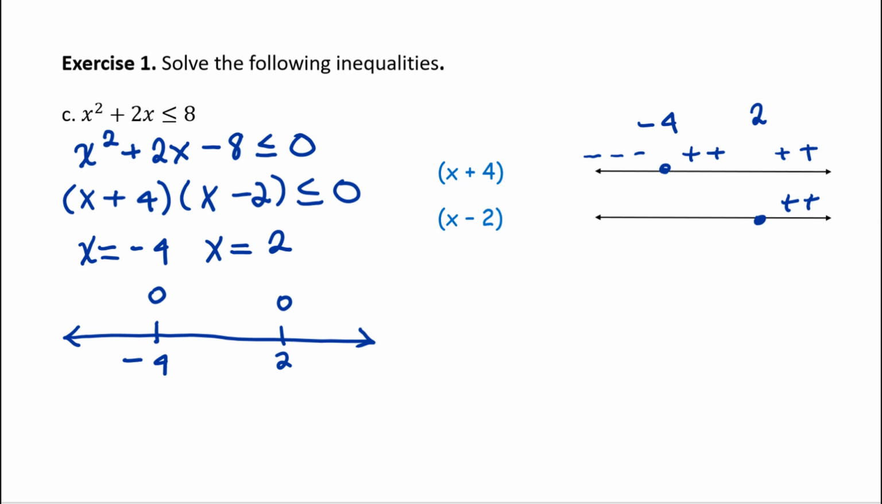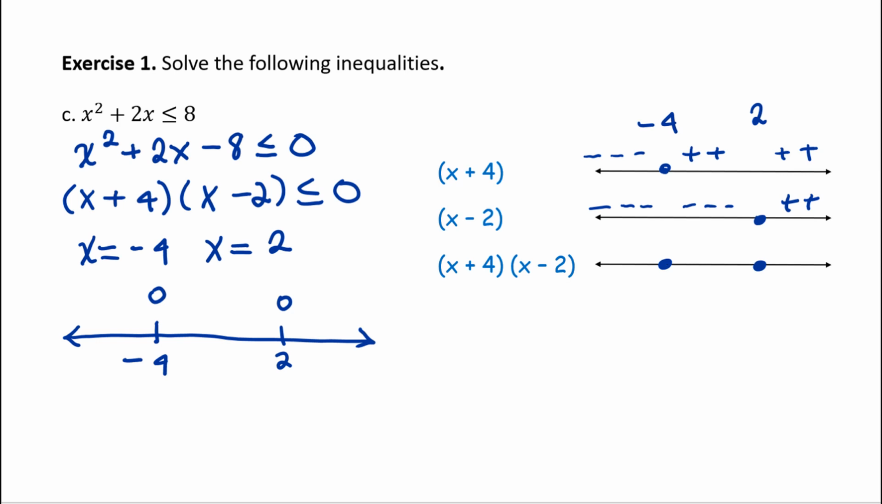And pick a number slightly less than 2, like 1 or even 0. We see that numbers to the left of 2 in this linear expression are negative. Now, let's multiply the signs together. That is, we're going to look for the sign of the product of x plus 4 and x minus 2. Critical things happen at negative 4 and again at 2.